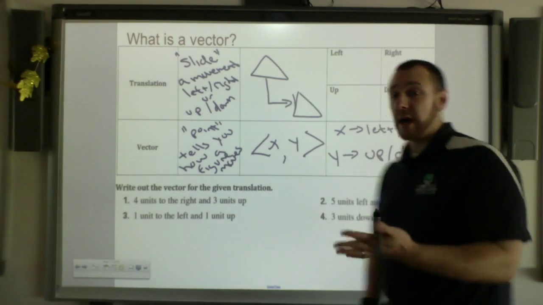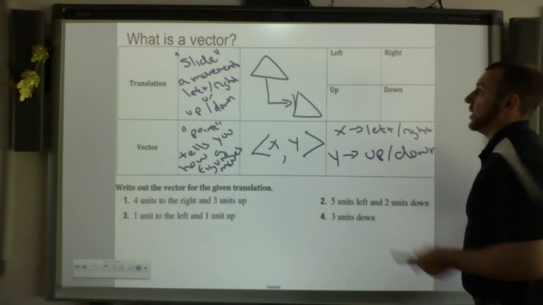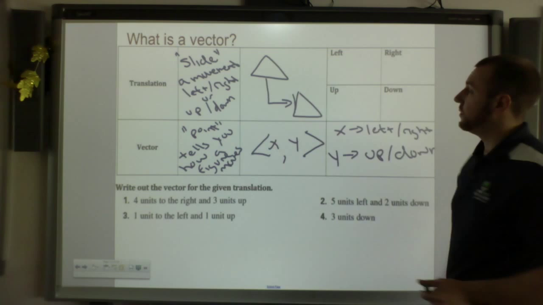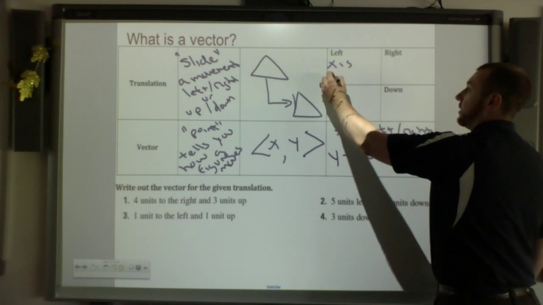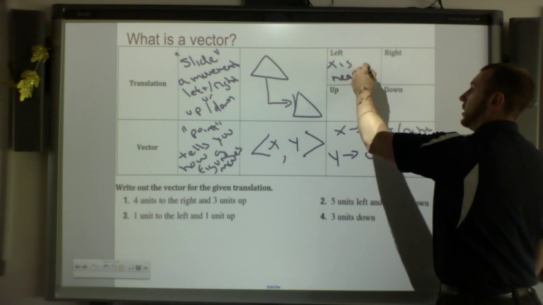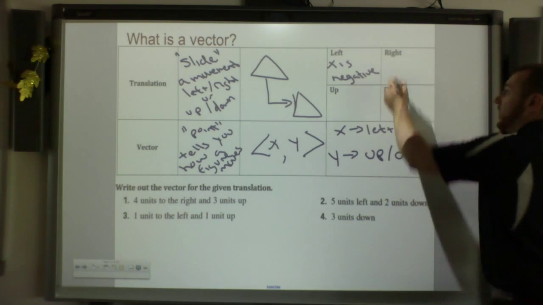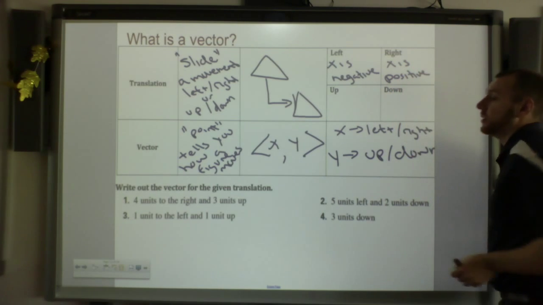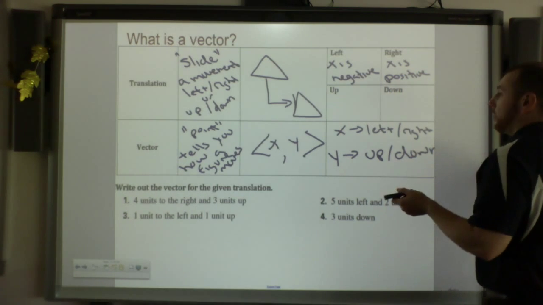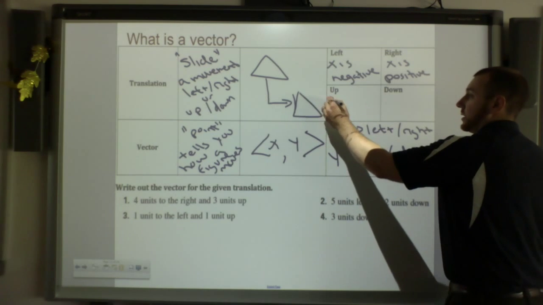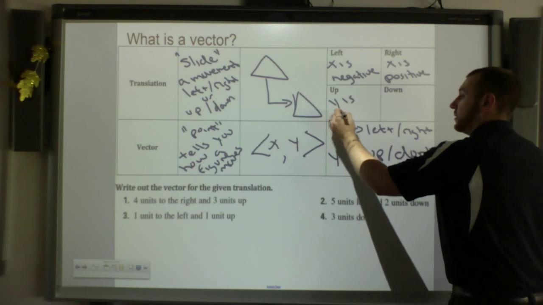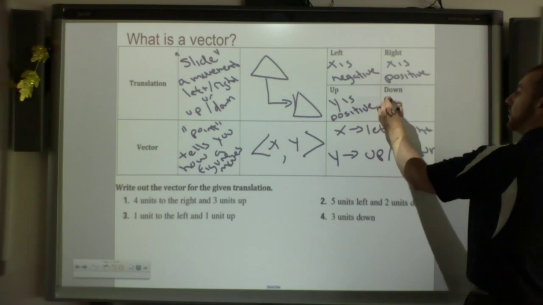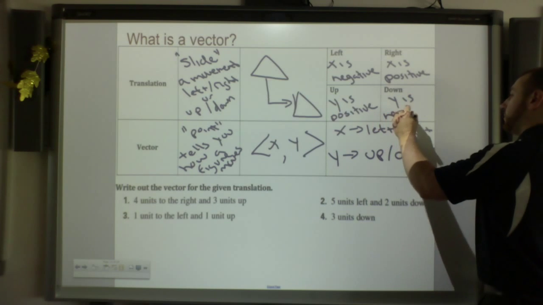Now, translations either move left or right or up or down, and you can have any combination. When you have a vector, if it's moving left, x is negative. If it's moving right, x is positive. If it's moving up, y is positive. If it's moving down, then y is negative.